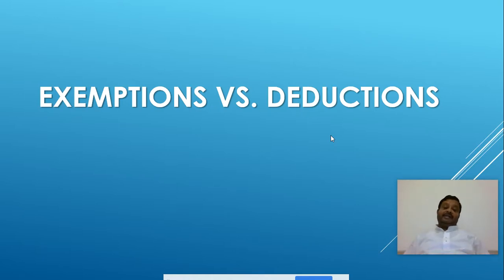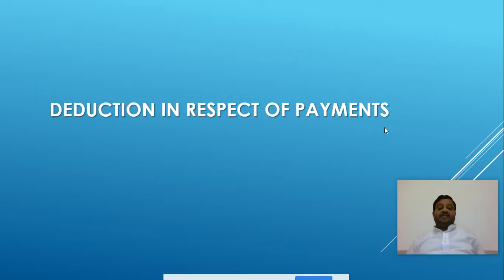As we already discussed, section 10 talks about exemptions, which are incomes that do not form part of the total income. But in this week, we'll be discussing deductions. Deductions are given under various sections of 80C to 80U.